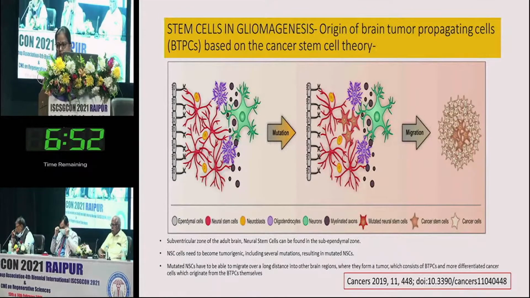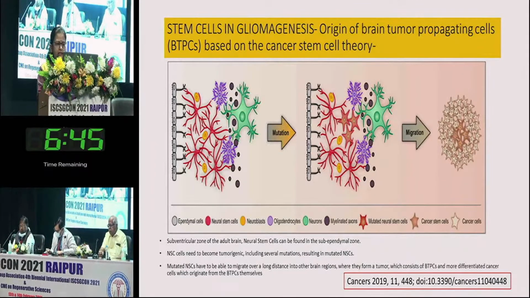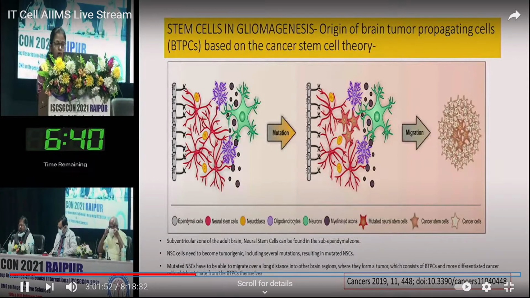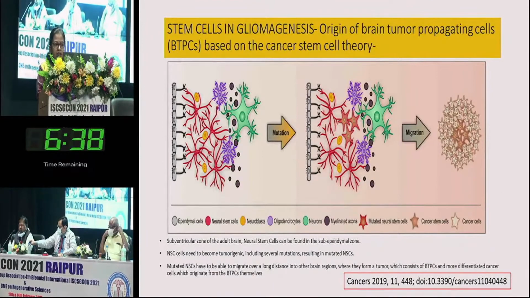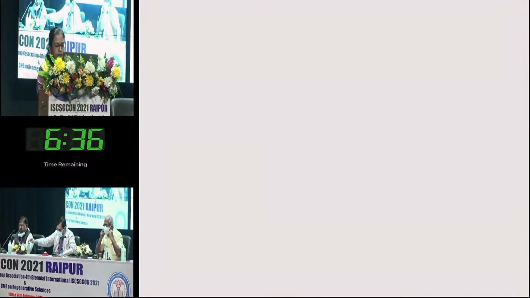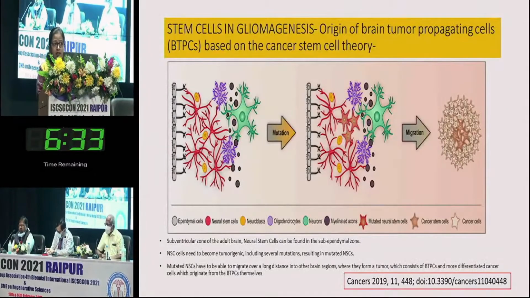So what is the role of stem cells in gliomagenesis? Basically, stem cells in gliomagenesis, that is brain tumor genesis, is basically origin of brain tumor propagating cells from the glioma stem cell. Where are these stem cells present? They are present in the subventricular zone. The subventricular zone, just underneath the ependymal cells which line the ventricles, are your neural stem cells. Whenever there is a mutation in these stem cells, they propagate and migrate away from this zone to different areas in the brain where they give rise to tumor formation.